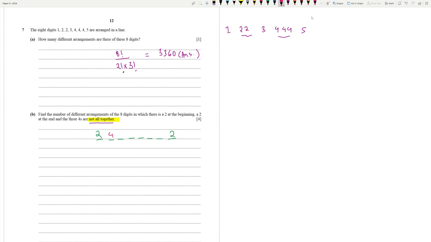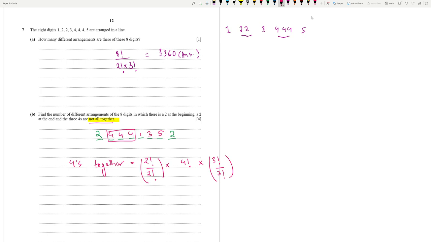So we have 4 4 4, and we have 3 other numbers, right? 1 3 5. So this is the number of arrangements with the fours together. What will it be? So we ignore the 2's completely, or you could do 2 factorial by 2 factorial, ignore. And in the middle we have 3 plus 1, 4 units, so that's 4 factorial. Oh yeah, that's it, times, ignore the 4's as well, you can ignore them, I just wrote it.